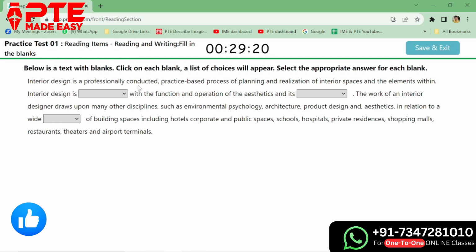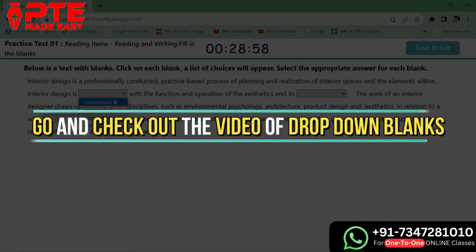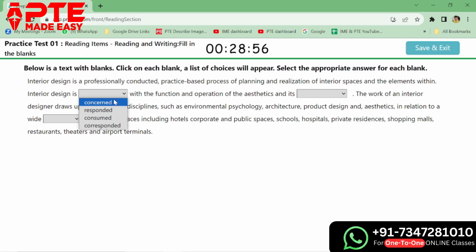Interior design is professionally conducted practice based process of planning and realization of interior spaces and the elements within. Interior design is dash with the function. Dash with the function, as in some verb is going to come here. If you want to know the way you have to do reading and writing fill in the blank, simply go through my video of drop down blanks. You'll get to know how you need to do this particular question type.